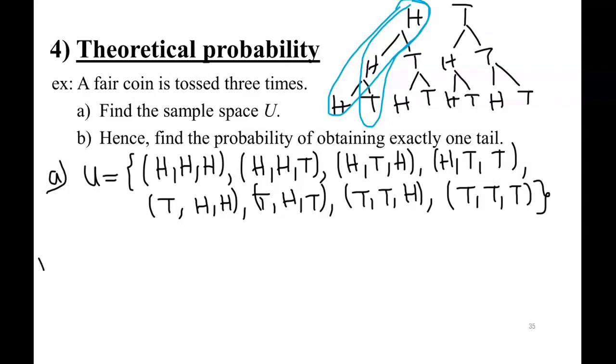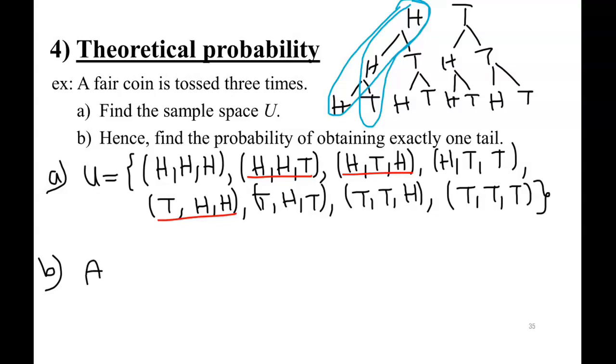Okay, now for part B. They're asking us to find the probability of obtaining exactly 1 tail. Now, set U, which is the set we found in part A, basically represents all the possible outcomes. So we need to see among all those possible outcomes, how many of them include exactly 1 tail. Exactly 1 tail, so that's exactly 1 T, which we have. This is one of them here, this is the second one, and this is the third. So basically those are the only outcomes with exactly 1 tail.